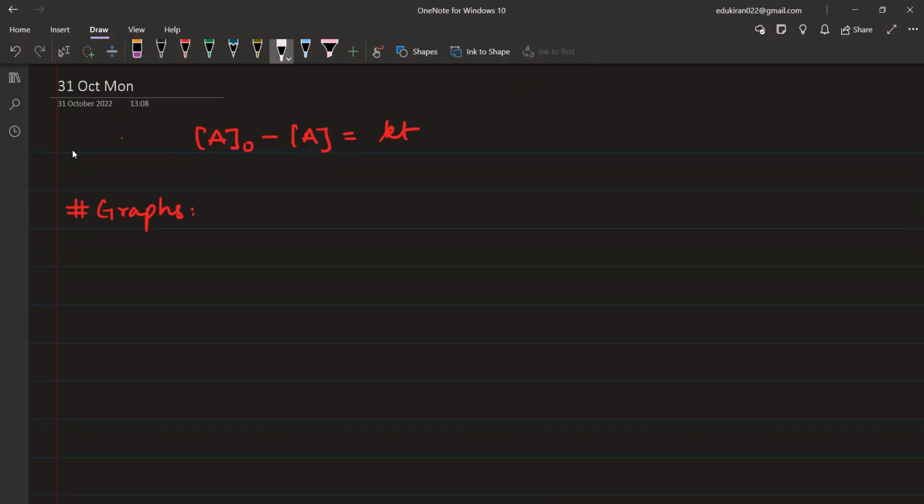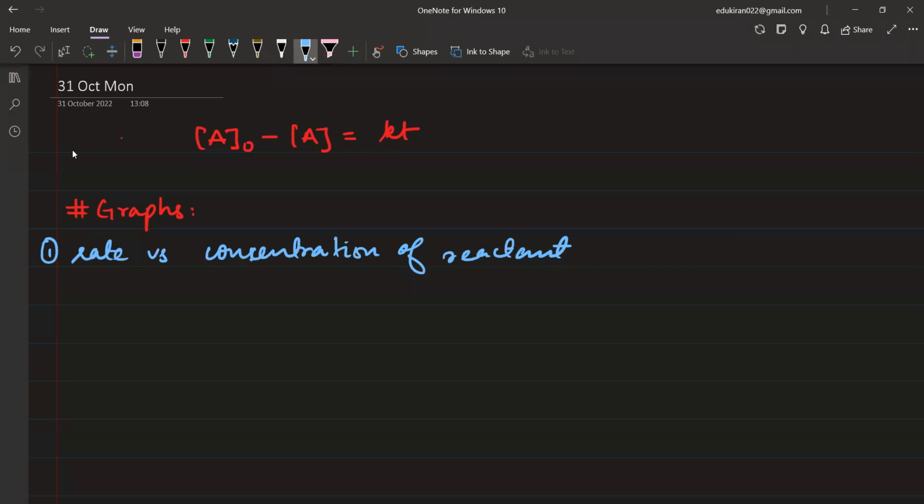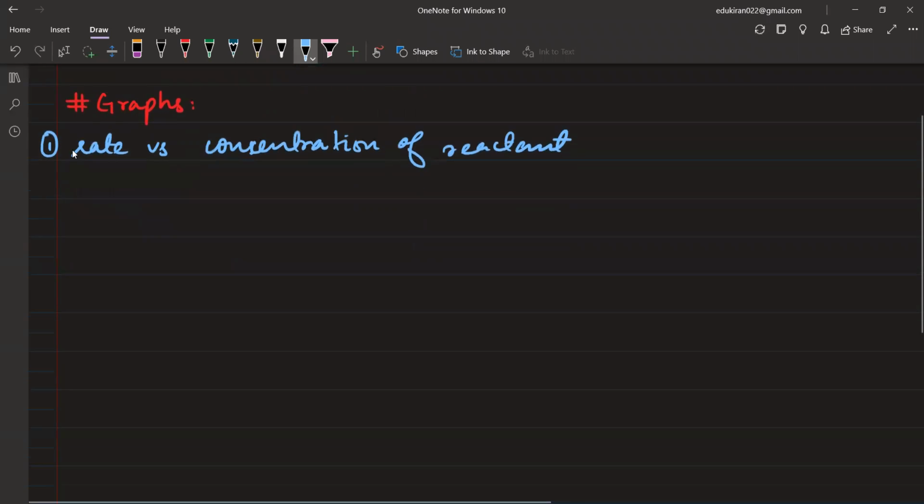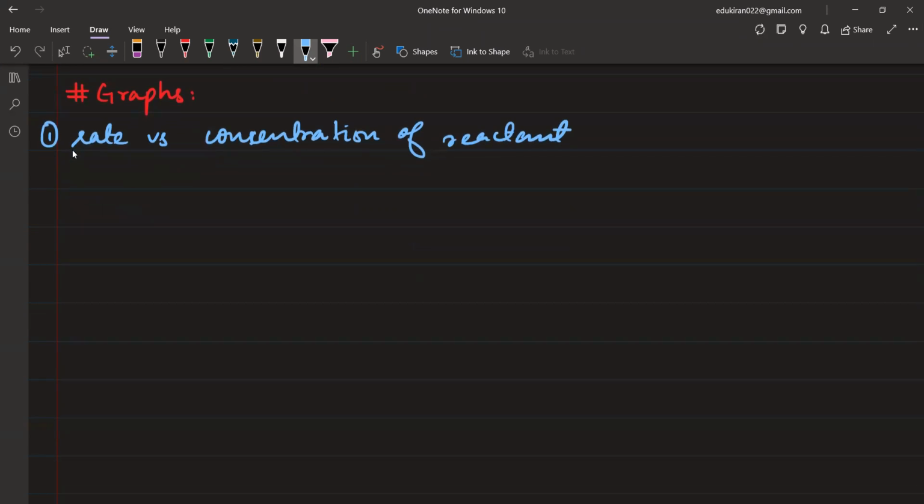First, we are going to look at the rate versus concentration of reactant. First graph is rate versus concentration of reactant. For rate versus concentration of reactant, we have only one particular equation, and that equation is R is equal to the rate constant K. For a reaction A giving me product.